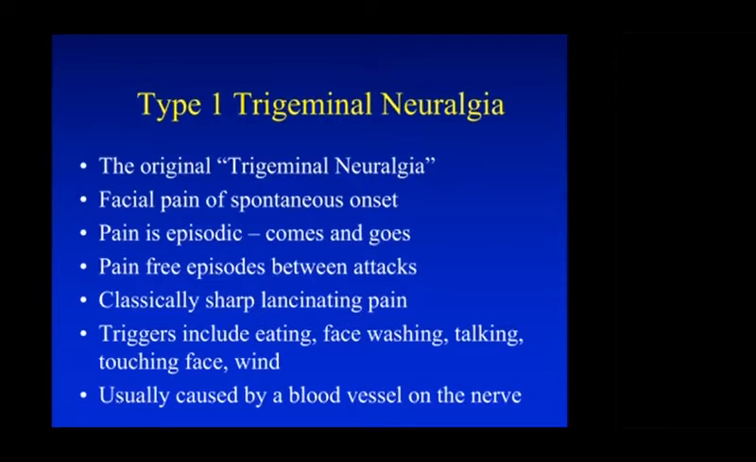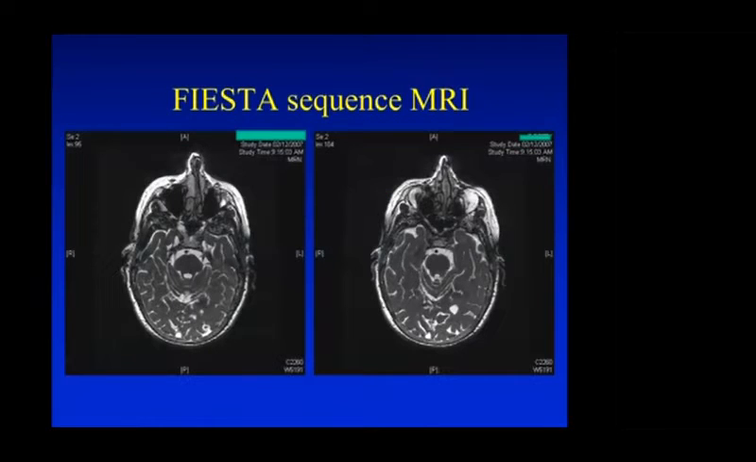And type 1 trigeminal neuralgia, lastly, is caused typically by a blood vessel pushing on the nerve, and we'll talk a little bit more about that. So this is an MRI scan of a patient, and it's called a FIESTA sequence on a General Electric scanner. It's called a CISS sequence on a Siemens scanner. But this is the type of MRI scan that we get to study a patient with trigeminal neuralgia.